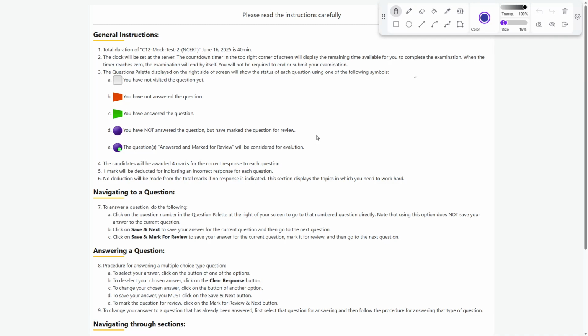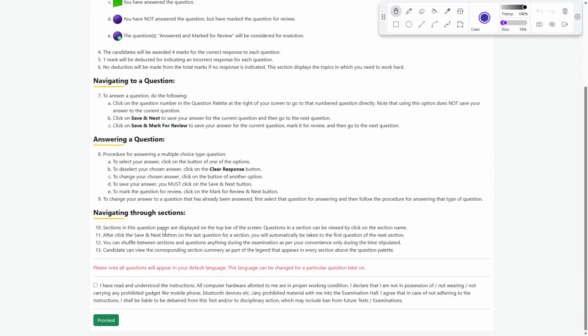Hello everyone. So today we are going to do the mock test for our chapter chemical kinetics, right? So let's see how you can solve the mock test.